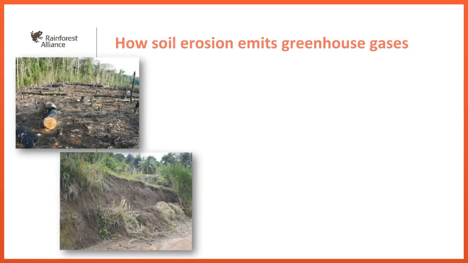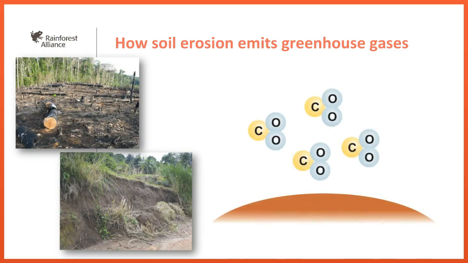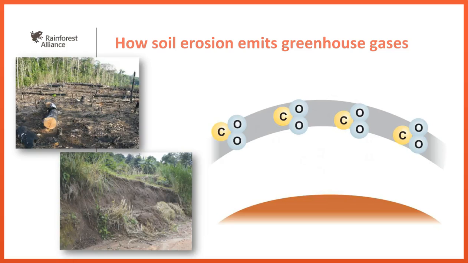Now let's look at the soil. How does soil erosion contribute to greenhouse gas emissions? Soil also stores a huge amount of carbon. When the soil is exposed to the air through deforestation or soil erosion, the carbon in the soil gets together with oxygen and forms carbon dioxide. This is how soil erosion contributes to climate change.